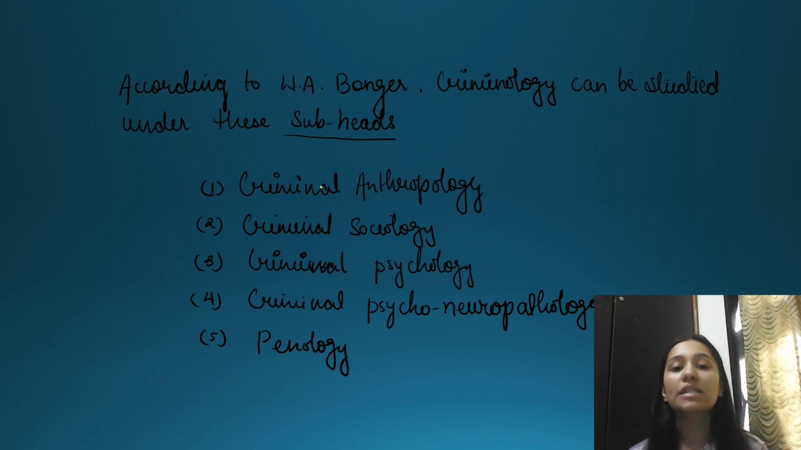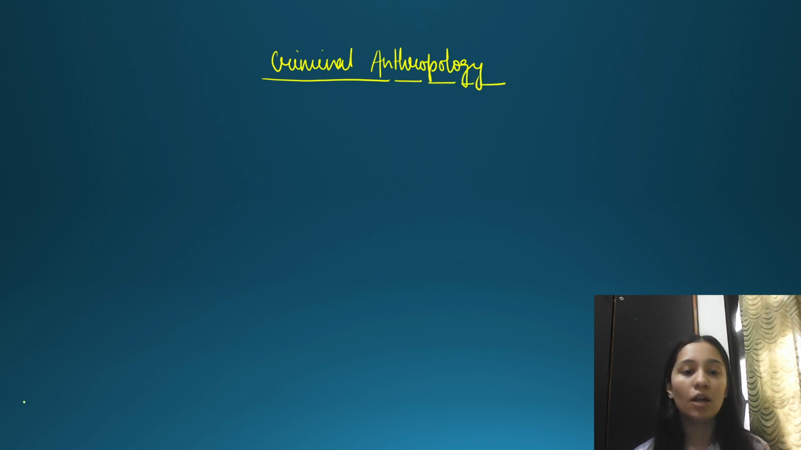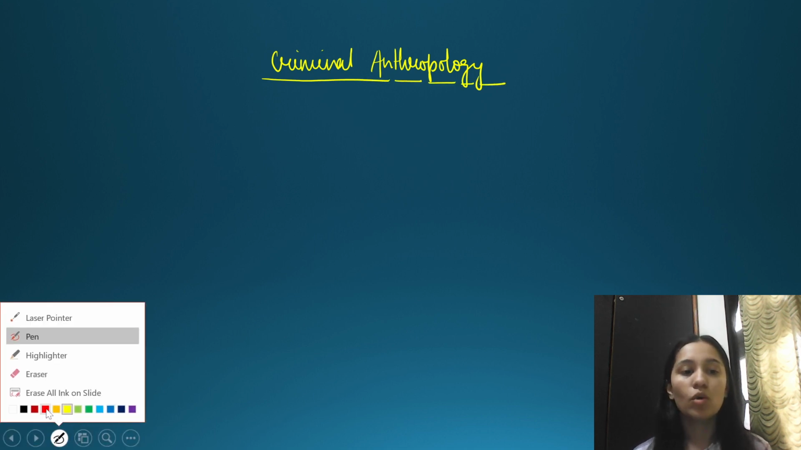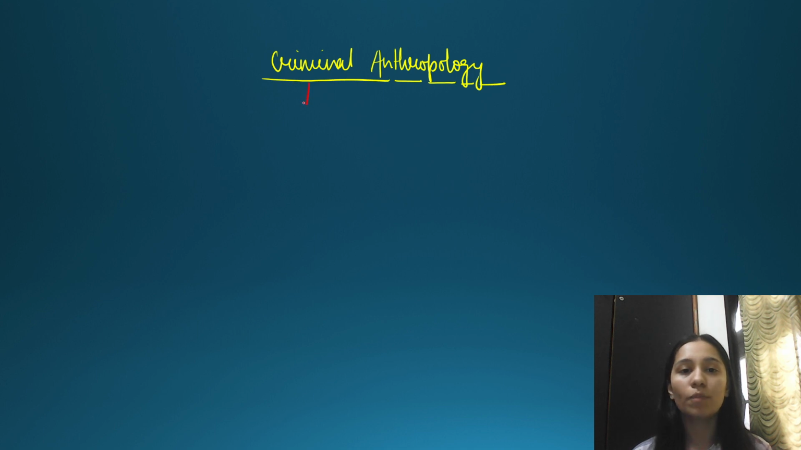So what is criminal anthropology? Okay, so we have two things. The first word is criminal and the second one is anthropology. So what is criminal? Criminal is someone who acts against the law.